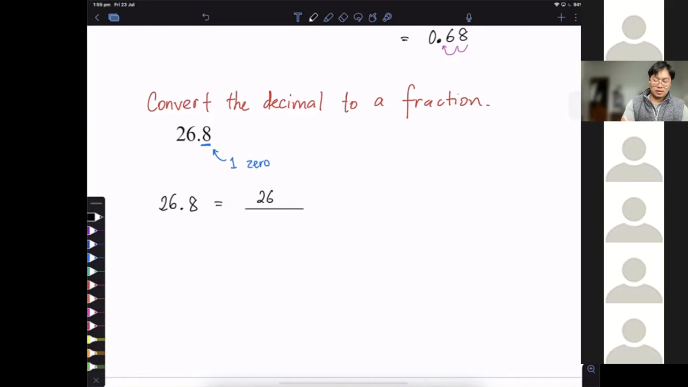26. Just 26? No, and you put the 8. Yeah, 268. Do you need to put the decimal point? No. Okay, excellent. And what's our number going to be at the bottom, in the denominator? 10, because we only need 10. Excellent. Now have a look at these two numbers here. Can you simplify them? That's our next step.